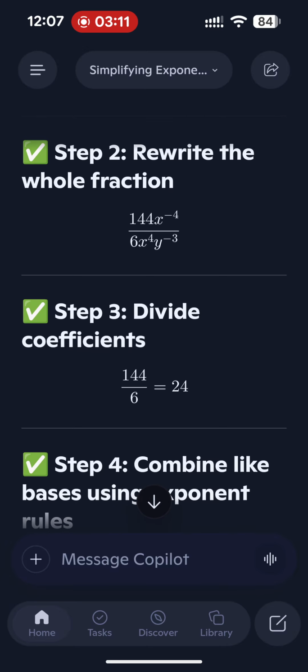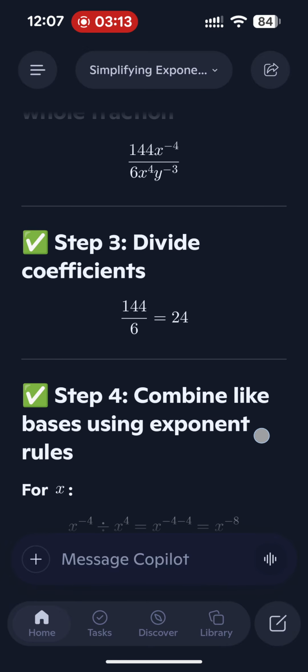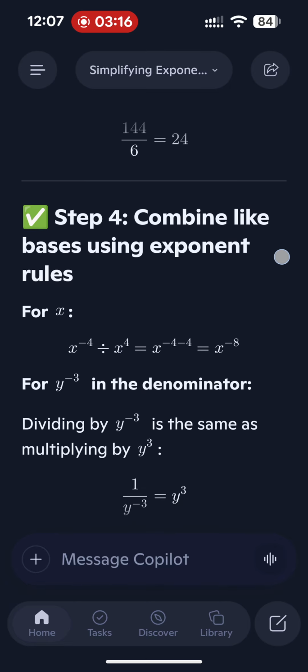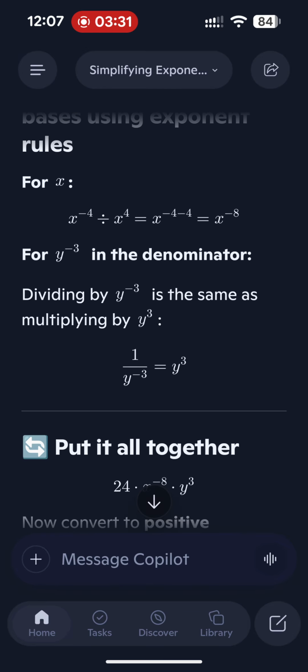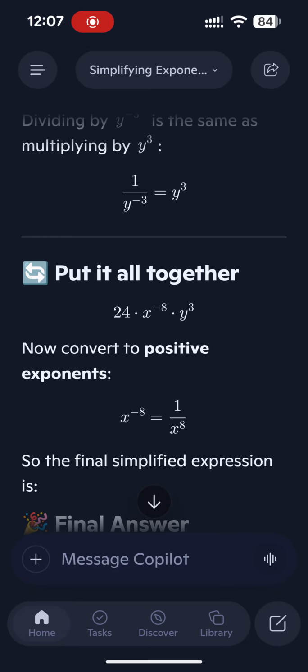So rewrite the whole fraction. 144 divided by 6. Hopefully you see that. And you pause this video so you can see everything that's happening. X to the negative fourth divided by x to the fourth is x to the negative 4 minus 4. Remember, subtraction when you're dividing. For y to the negative 3, it's y over 1 over y to the negative 3. And if I move that y to the negative 3 from the denominator to the numerator, remember, the negative becomes a positive, so that's y to the third.